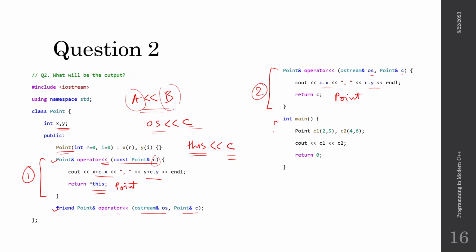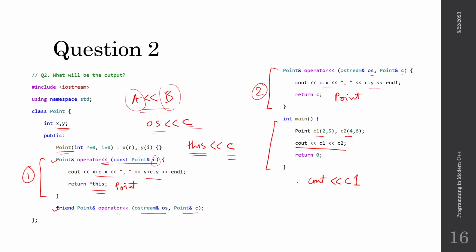Now we come to the main function. So in the main function we have two point objects c1 and c2, okay. They are initialized with coordinates 2 comma 5 and 4 comma 6, okay. And then we have this line which is the main line of the function. So you can think that it executes in two parts. First, it executes from left to right, okay. So first this part is executed, c out output stream c1.